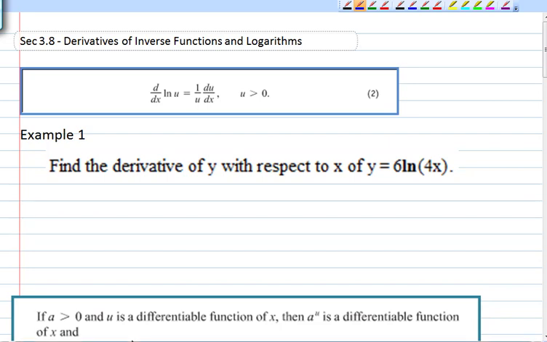All right, section 3.8 is the derivative of inverse functions and logarithms. The hardest part about this is going to be remembering inverse functions and logarithms from algebra. Here's a new derivative rule.